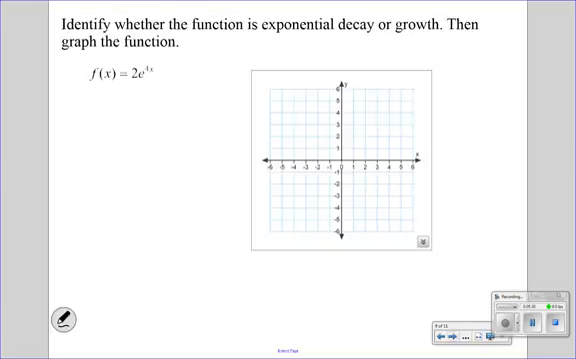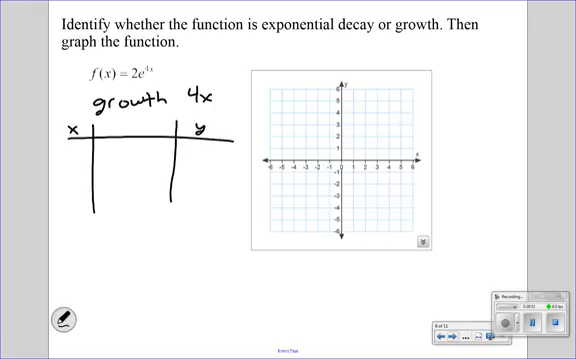This next problem is an example of exponential growth because our exponent is 4x, which is positive. So once again, we can create a table of values. We're going to use 0. 2 times e to the 0 is 2. If we use negative 1, we get 2e to the negative 4, which is roughly 0.04. And if we do positive 1, we get 2e to the 4th.